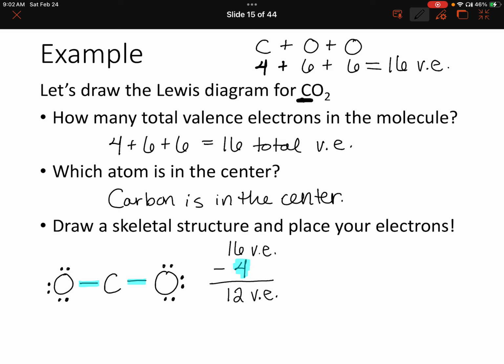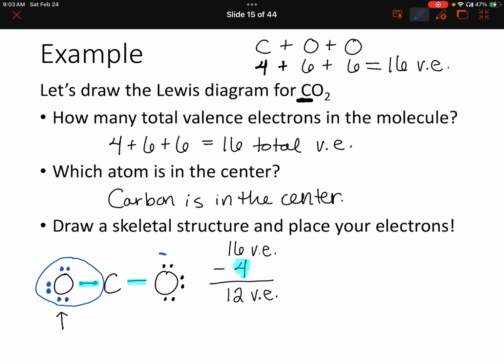So now let's double check and make sure that each atom is happy. Let's focus on the oxygen on the left. How many valence electrons does that oxygen have? Well, if we draw a circle around that oxygen and its electrons, we have 1, 2, 3, 4, 5, 6, 7, 8. So that oxygen is happy.